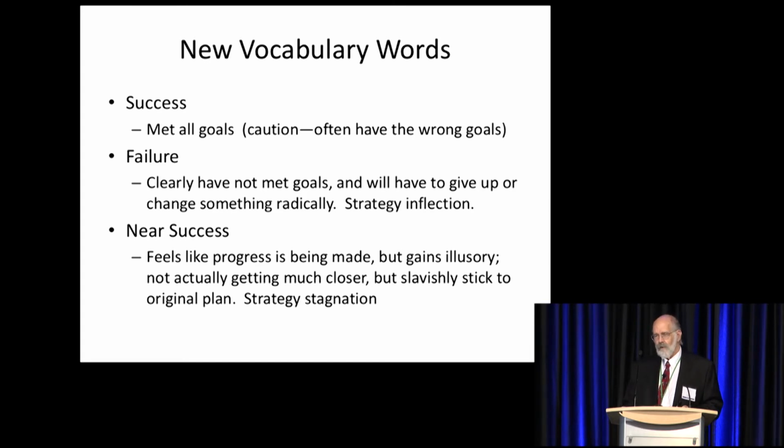The second vocabulary word is failure. That's when you clearly have not met the goals, and you know that you have to change radically because there's no hope. You have to do something different. But the new term here that you might not have dealt with in the past is near success. That's when you think you're making progress, but the gains are illusory. You're not actually getting much closer to the goal, but you slavishly stick to your original plan. That's strategy stagnation.